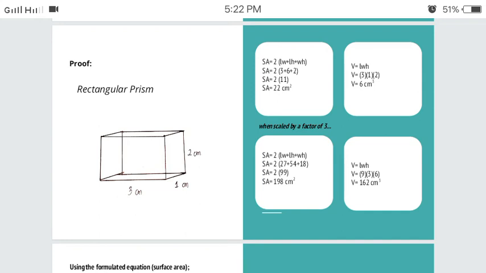For the volume, with the formula, volume is equal to length times width times height. That is 9 times 3 times 6. That is 162. So the volume of the rectangular prism when scaled by 3 is 162 cubic centimeters.